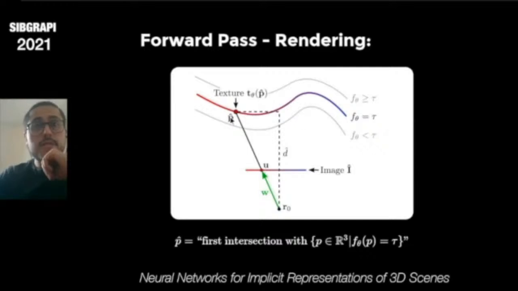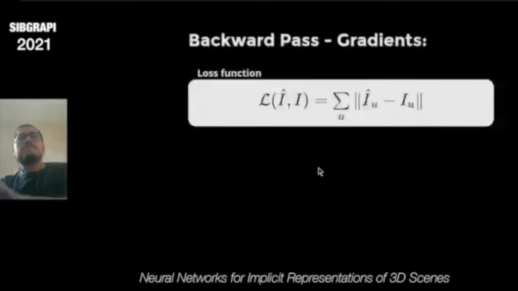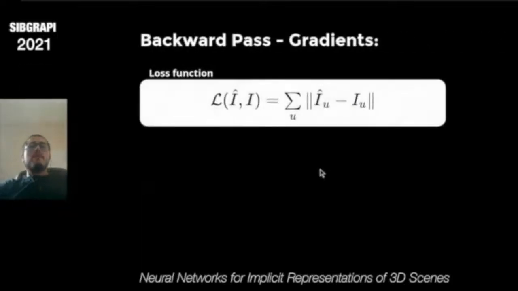Finding P hat, we can compute this, and then you have your color, and then you render your image. Okay, what about the differentiable rendering part? How do we compute the gradients?